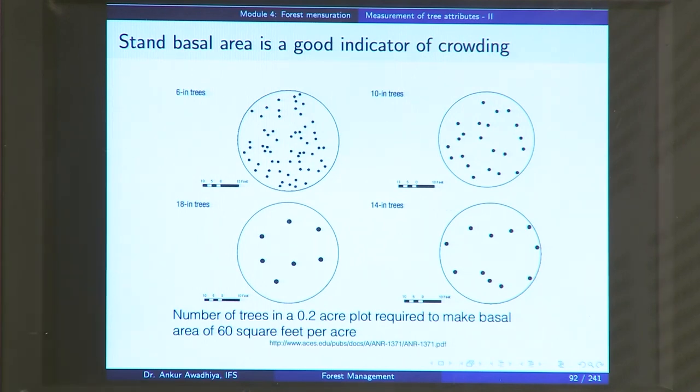So, if you want to look at whether you have crowding or not in your stand, you do not go with the number of trees per unit area, you go with the stand basal area and you compare it with a standard.